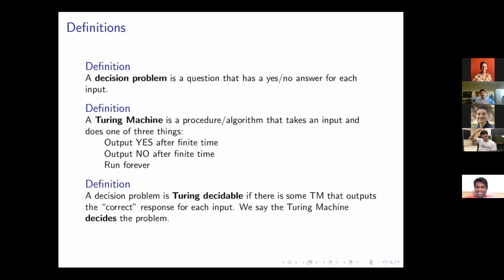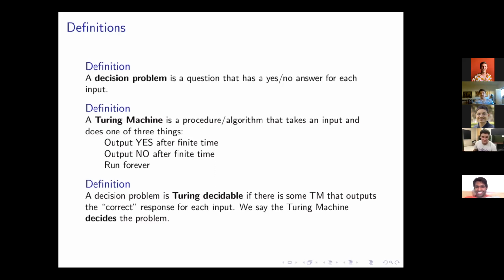And we say a decision problem is Turing decidable if there is some Turing machine that outputs the correct response for each input. Again, intuitively, if you can write a program that is going to decide this thing in some finite time.